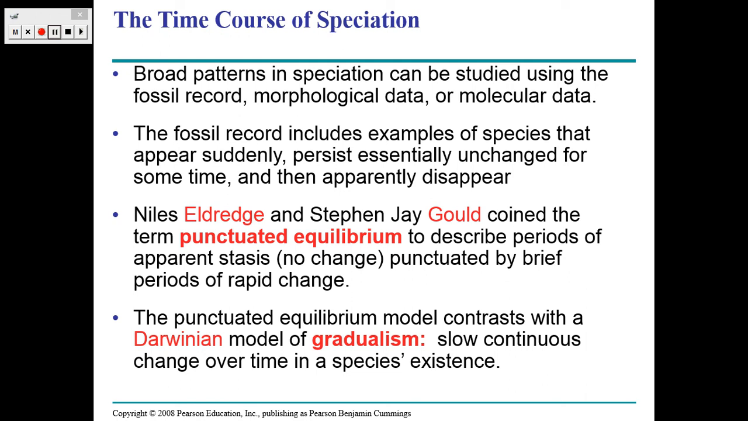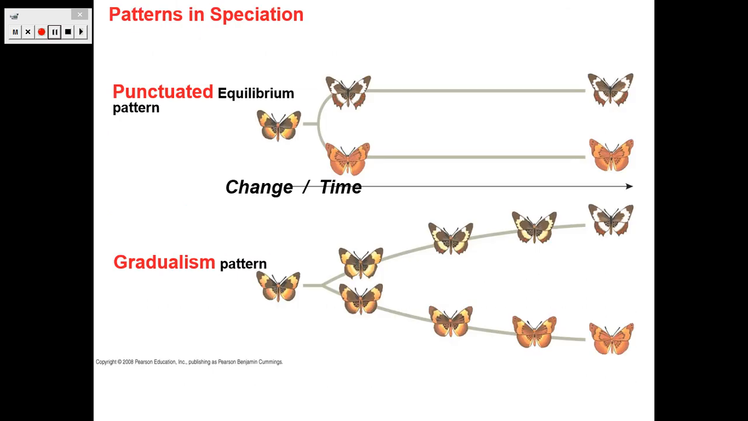So it's like a change in the equilibrium. It's a punctuated change. Now that's very different from what Darwin is saying. Darwin was kind of going with the gradualism pattern, saying that there are gradual changes that eventually cause the different species to become different. So these are our two basic patterns that we see in speciation. We have punctuated equilibrium and we have gradualism.